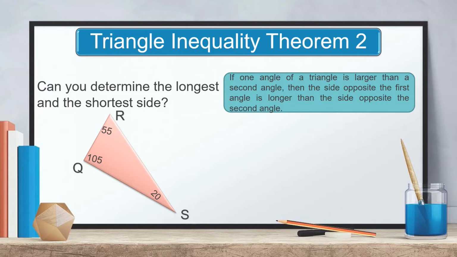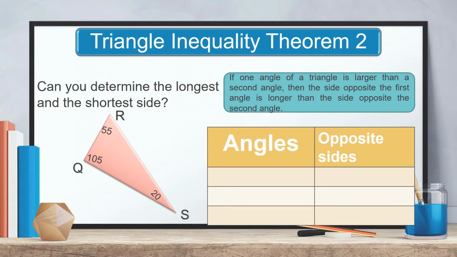So, identify natin yung mga parts ng triangle QRS. So, we have the angles and its opposite side. Angle Q measuring 105 degrees, its opposite side is side RS. And then we have angle R measuring 55 degrees and its opposite side is side QS. And then we have angle S measuring 20 degrees and its opposite side is side QR.